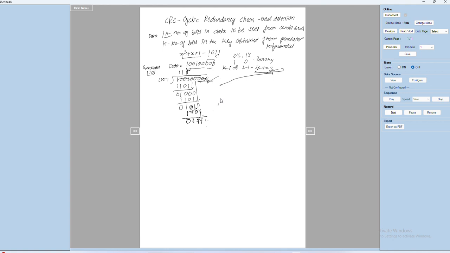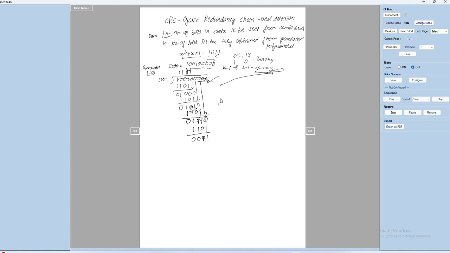So take a next value 0. Next 1, 1 1 0 1, 0 1 1 1 0 0. Sorry, 1 0 is 1, 1 1 is 0, 1 1 is 0. So here we got two zeros and the remainder we have two ones.